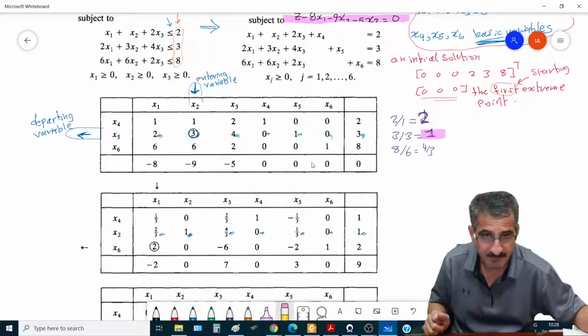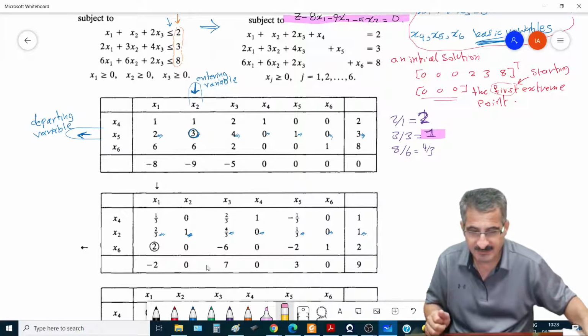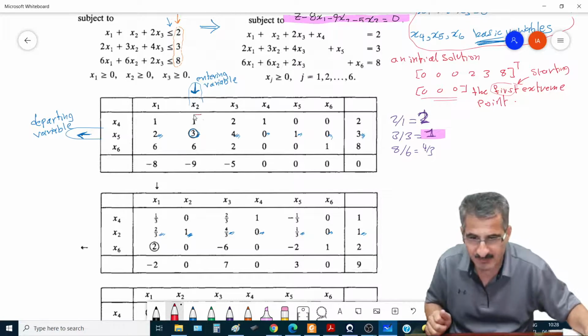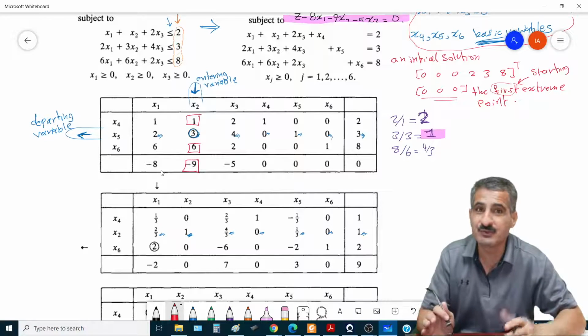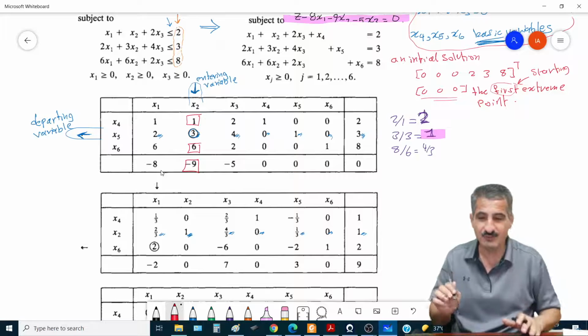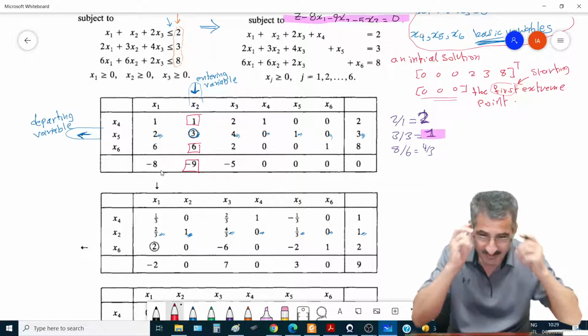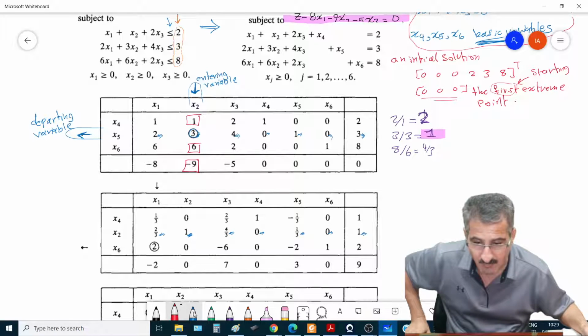Okay? Good. Now what do we do? We want to make this to be 0, and this to be 0, and this to be 0. And you know how to do that using row operations, right? So just working as in matrices. Now we will make them zeros using the new row. So we are using this row now.